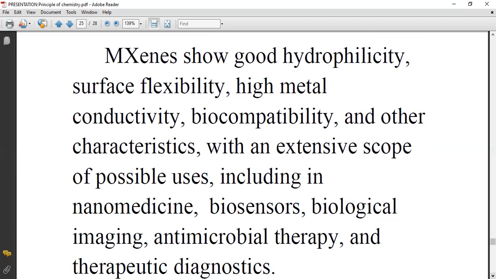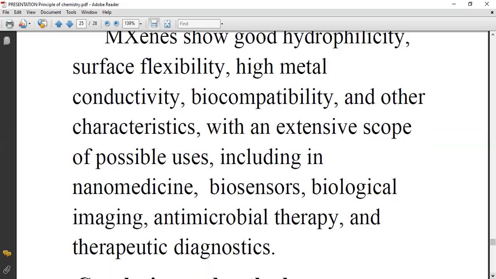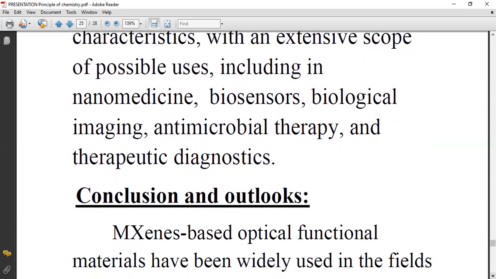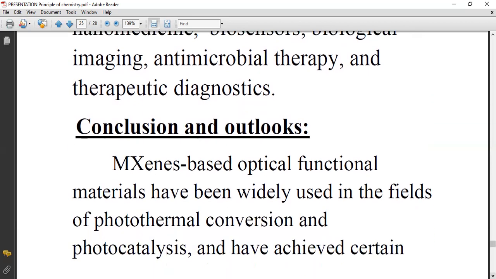MXenes show good hydrophilicity, surface flexibility, high metal conductivity, high biocompatibility, and other characteristics with an extensive scope of possible uses included in nanomedicine, biosensor, biological imaging, antimicrobial therapy, and therapeutic diagnostic.